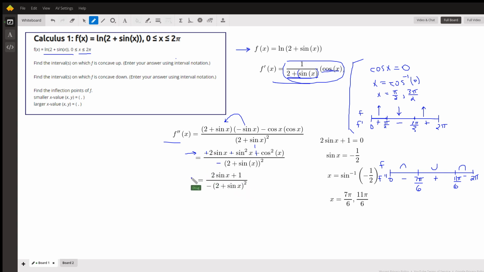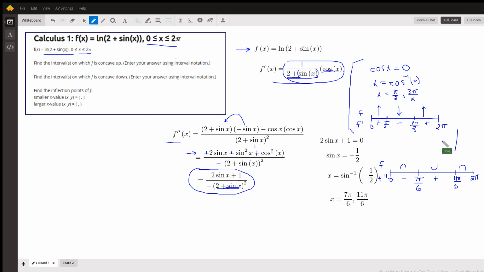And we want to know, when does this equal 0, or when is it undefined? It's never undefined because this value will always be a positive number. So we really want to know, when does the numerator equal 0? Well, it equals 0 when the sine of x equals negative 1/2. So x is any angle that has a sine of negative 1/2 in the interval from 0 to 2 pi. That occurs at 7 pi over 6 and 11 pi over 6.